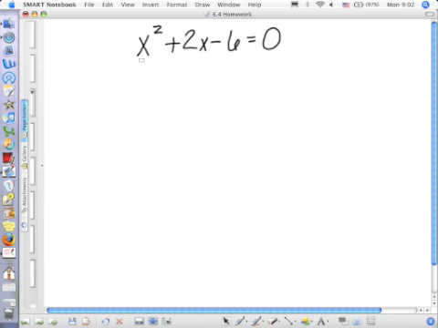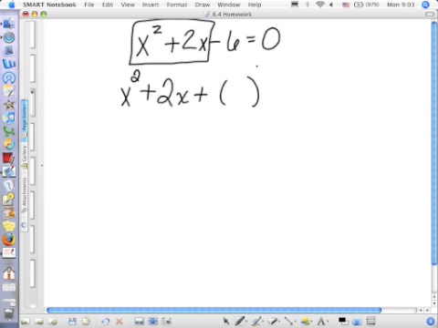come back here, this by bringing 6 over to the other side, and then we're going to put our parentheses to get ourselves set up to complete the square. So we're going to have x squared plus 2x plus something squared. When I bring 6 over, it becomes positive 6. And when I add something to one side, I have to add to the other, right? Okay.